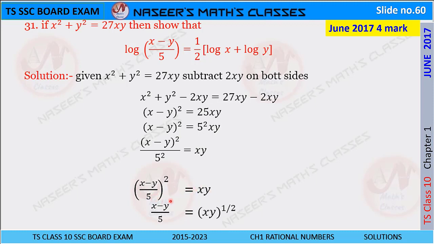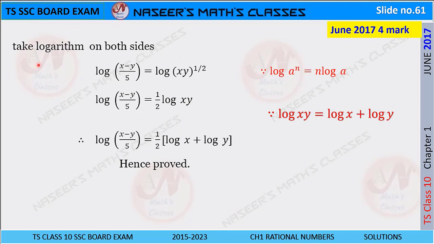Next we transpose the square from LHS to the RHS. Then we can write it as (x minus 5) by 5 is equal to (xy) whole power 1 by 2. On both sides, then we can write it as log of (x minus 5) by 5 is equal to log (xy) whole power 1 by 2.